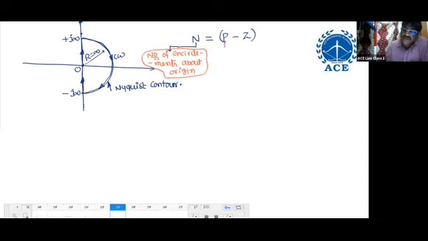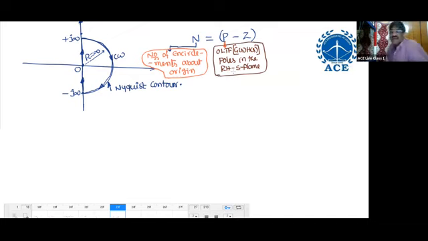P is called the open loop transfer function poles in the right of the S-plane. Open loop transfer function means G of S, H of S. Always consider only the right side. Nyquist stability criterion deals with only right side poles. We never talk about the left side. Why? Because doing the right hand side analysis is very easy compared to left hand side analysis.